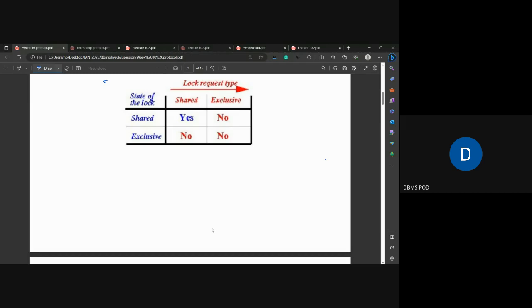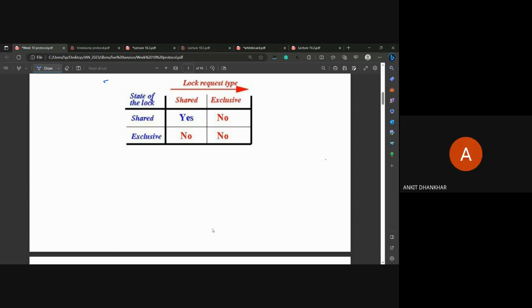Your observation is correct, because multiple transactions can read. Suppose T1 reads a data item, T2 also reads, T3 also reads. But if an exclusive lock is applied, we cannot read or write the data item. Only that transaction can read or write. If T1 applies an exclusive lock, only T1 can read or write. Other transactions cannot touch that data item.